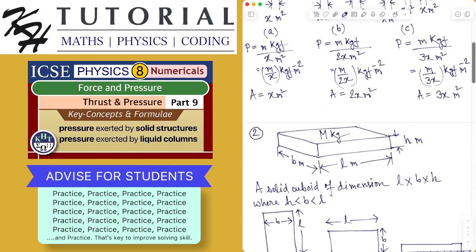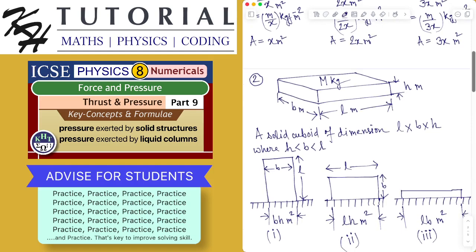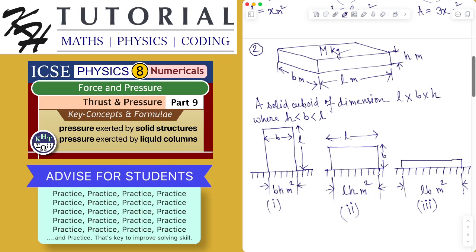Let's see another example. The second example is a cuboid. It's a solid cuboid which has a height of h meter, length of L meter, and width or breadth of B meter, where obviously the height is less than the breadth and the breadth is less than the length. Now if this cuboid rests on the ground on its different sides, what will be the pressure?